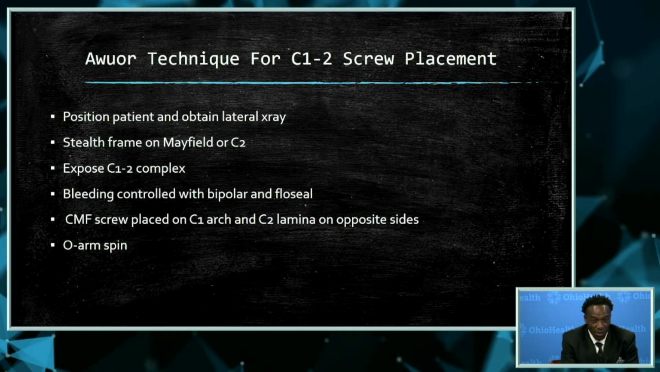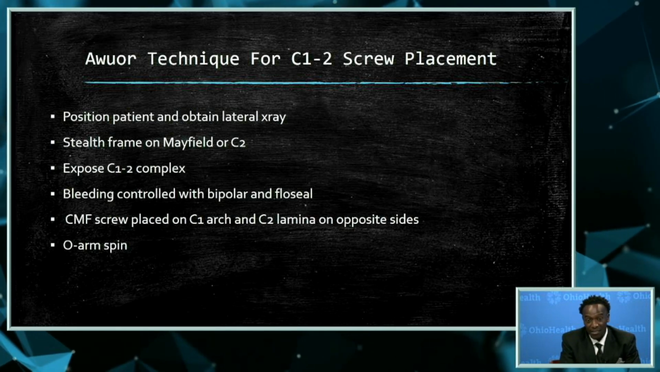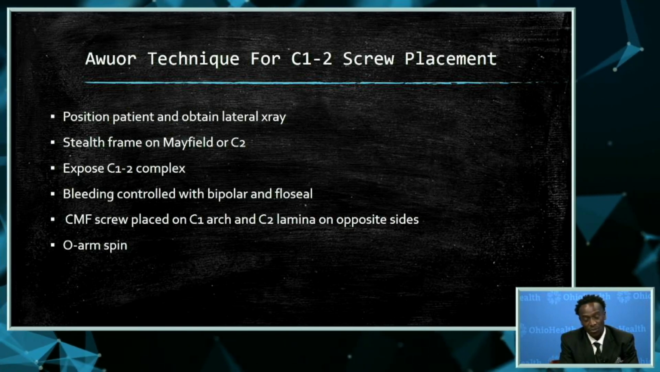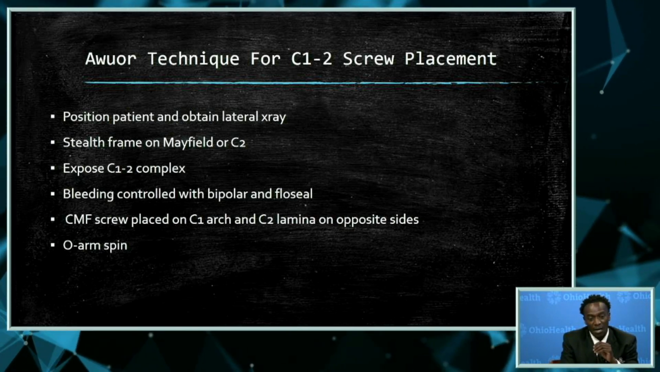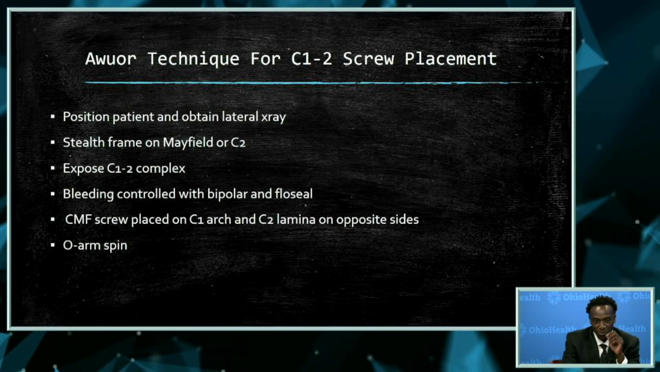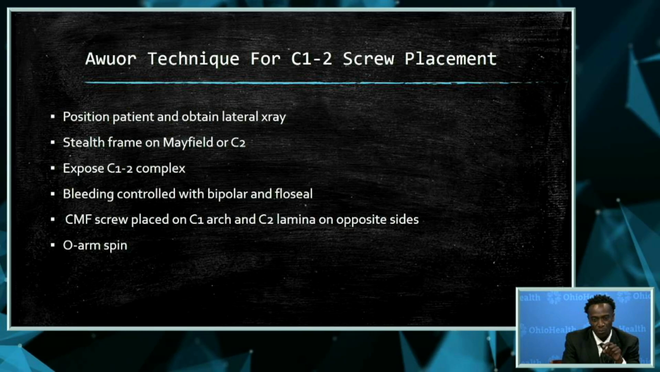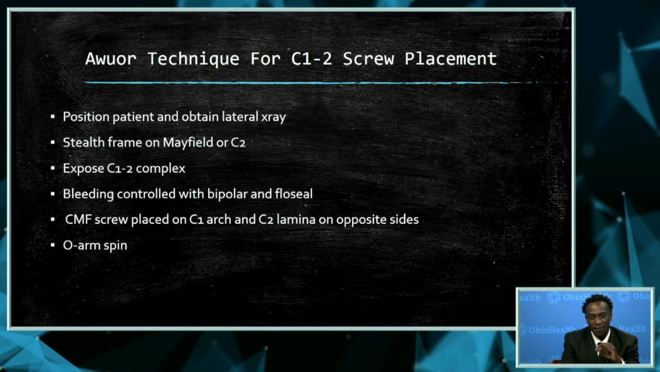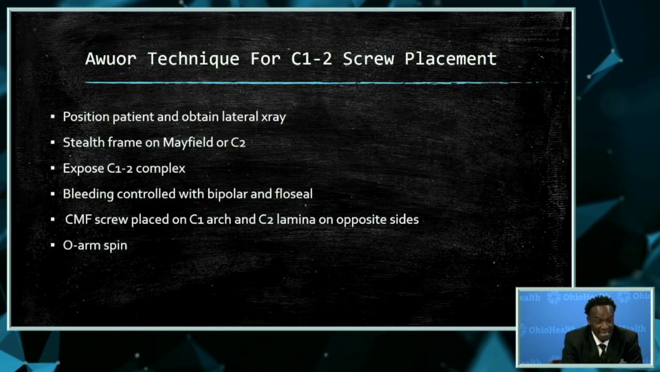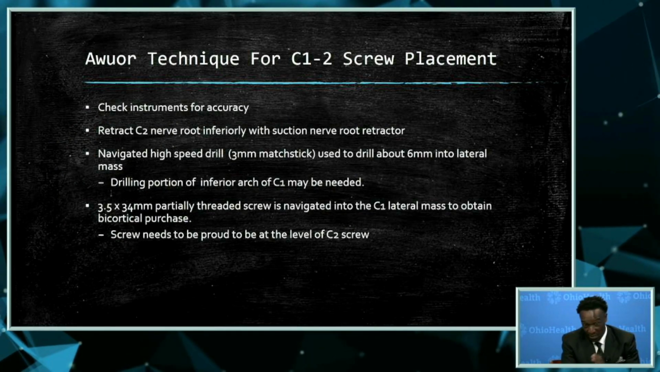Then you expose the C1, C2 complex, and the bleeding is controlled with bipolar and Floseal. And then we use the mini screws, the CMF screws. I use the small cranial fixation screws. I'll put one on the C1 posterior arch, and then the second one I'll put on the C2 lamina on the opposite side. So I have 2 points where I can reference my navigation just to make sure that it's accurate. We do an O-arm spin, and then you check the instruments for accuracy. This is key.